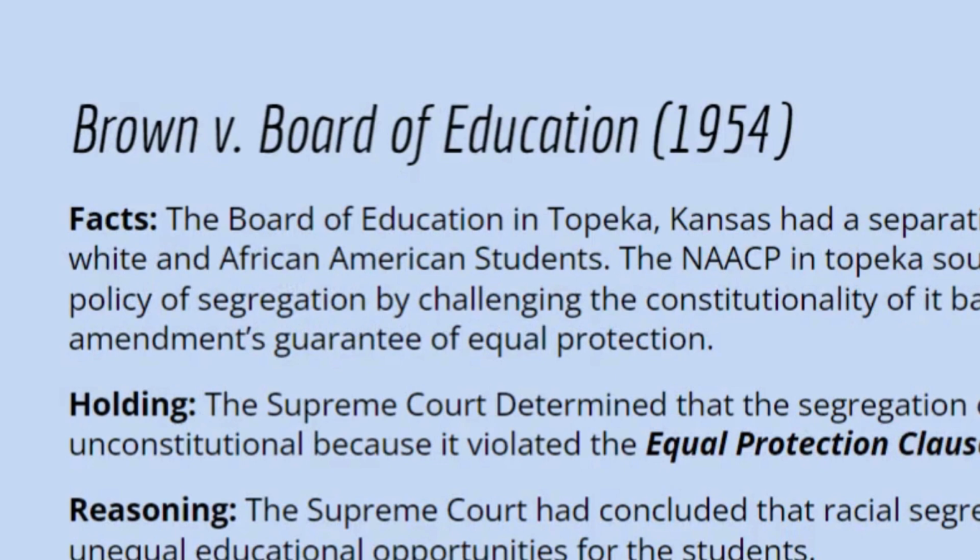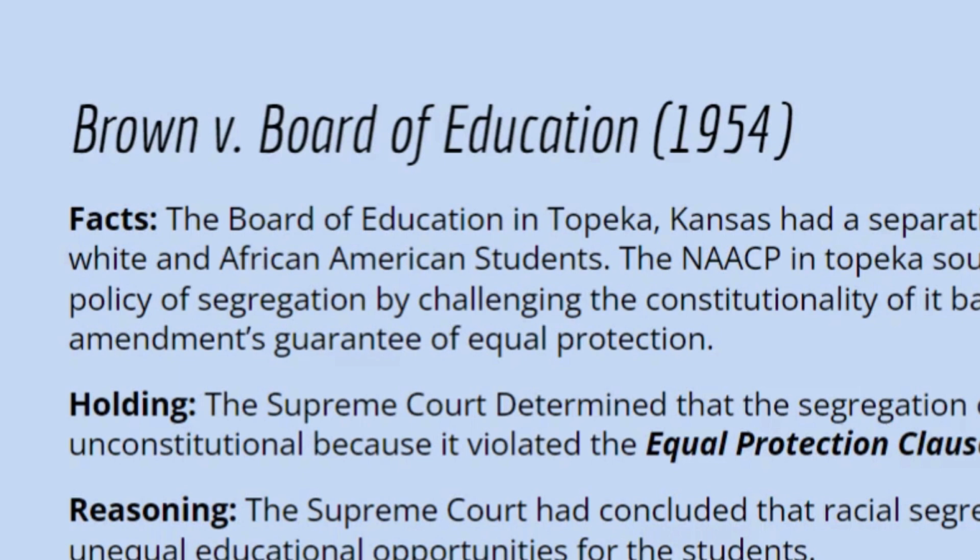Brown versus Board of Education, 1954. The facts of this, the fourth required SCOTUS case. The Board of Education in Topeka, Kansas, had a separation of elementary schools between white and African American students. The NAACP in Topeka sought to change this established policy of segregation by challenging the constitutionality of it based on the violation of the 14th Amendment's guarantee of equal protection.